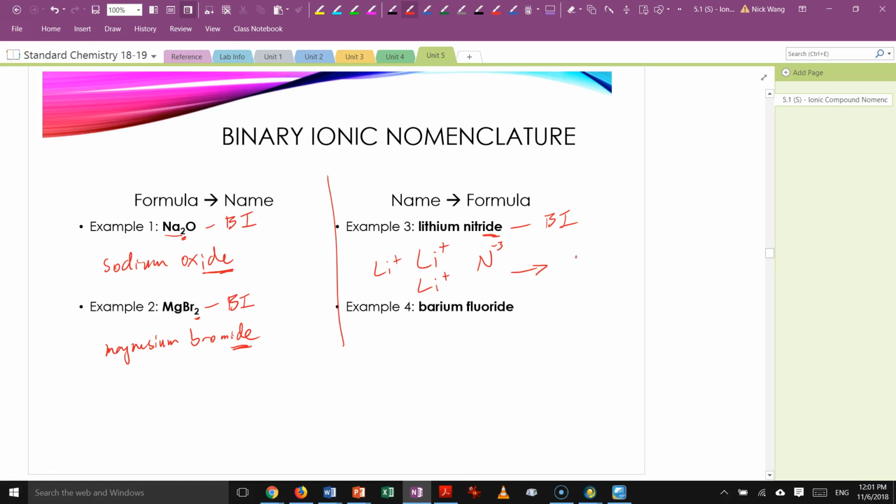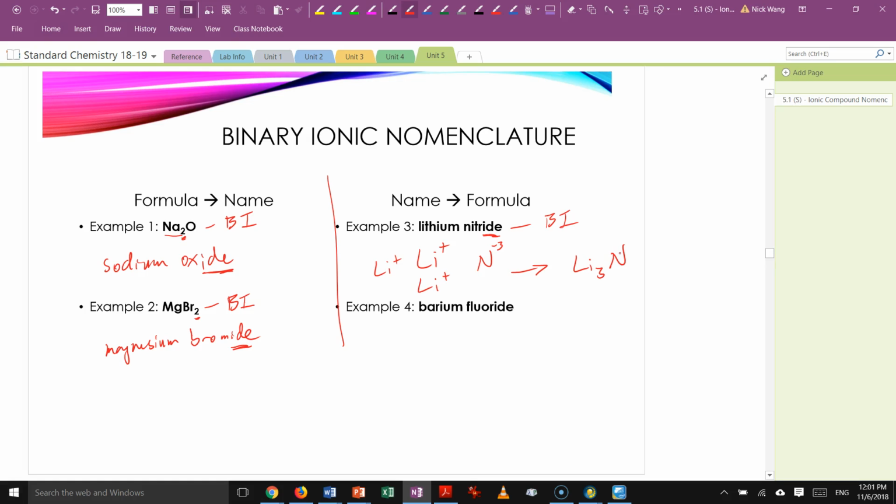So altogether, this becomes Li3N. We have a single nitrogen ion with a charge of -3, so we don't include a subscript there, but we have to have 3 lithiums that are each +1, so there's a 3 there. Then we write Li3N. Assume that the +1 charge is included with the lithium, and the -3 is included with the nitride.